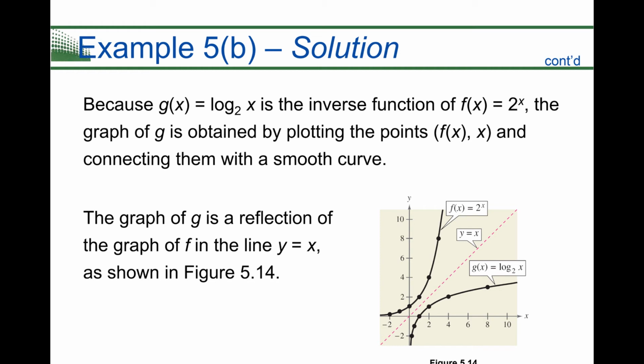Because g of x equal to log base 2 of x is the inverse function of f of x equal to 2 to the x, the graph of g is obtained by plotting the points and connecting them with a smooth curve. So the graph of g is a reflection of the graph of f in the line y equals x. Again, I'm not going to make you reproduce this, but I do want you to be aware of the facts and how this actually works out. So we looked at y equals 2 to the x earlier. If we reflect it over y equals x, we can get log base 2 of x.